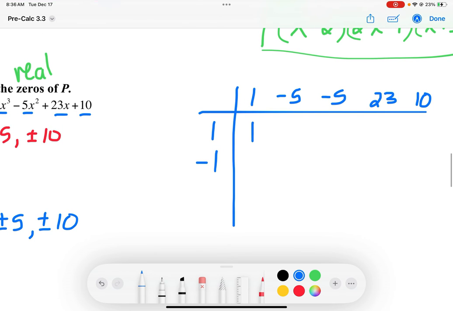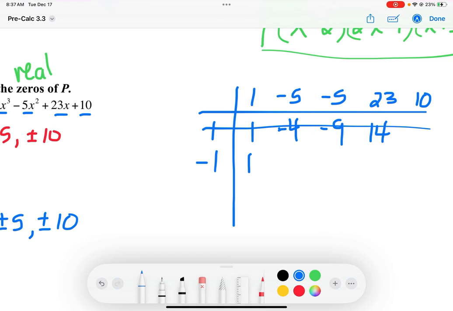Okay, so we bring down the 1. 1 times 1 is 1. Add it up, we get -4. 1 times -4 is -4. Add it up, we get -9. 1 times -9 is -9. Add that up, we get 14. 1 times 14 plus 10 is not going to give us a 0. So move to the next line.